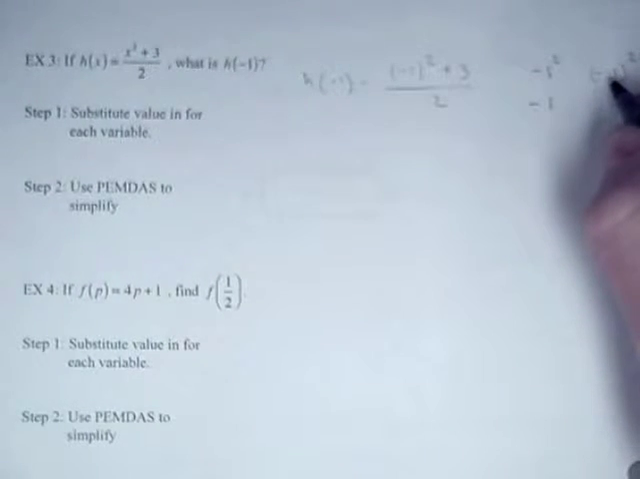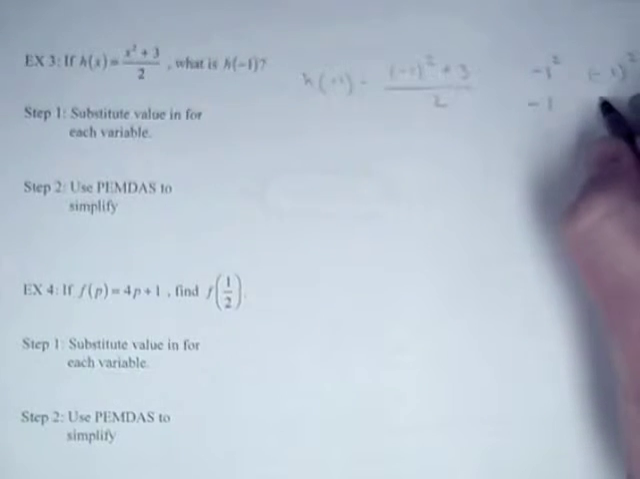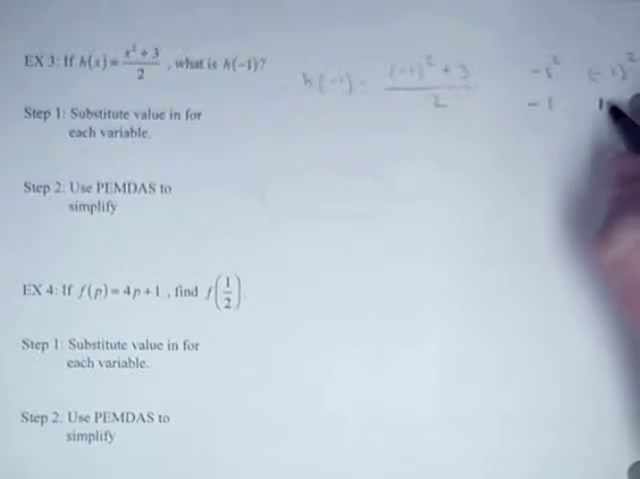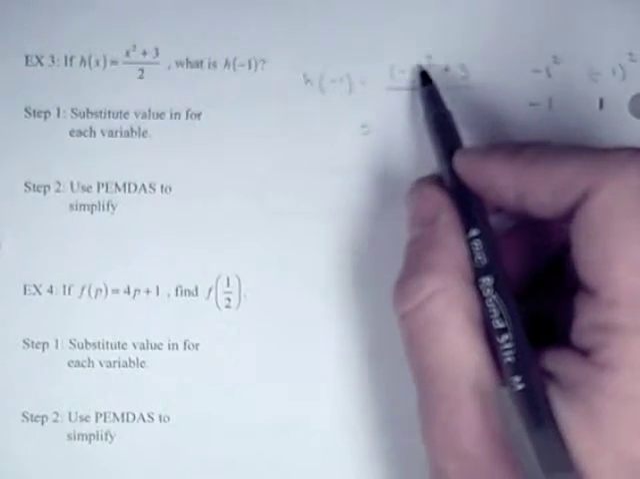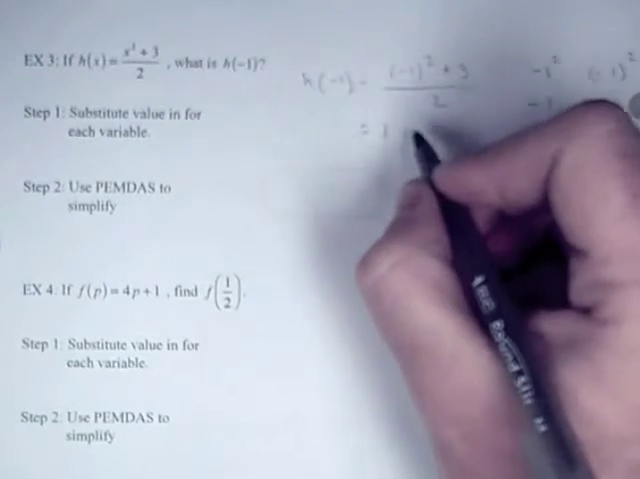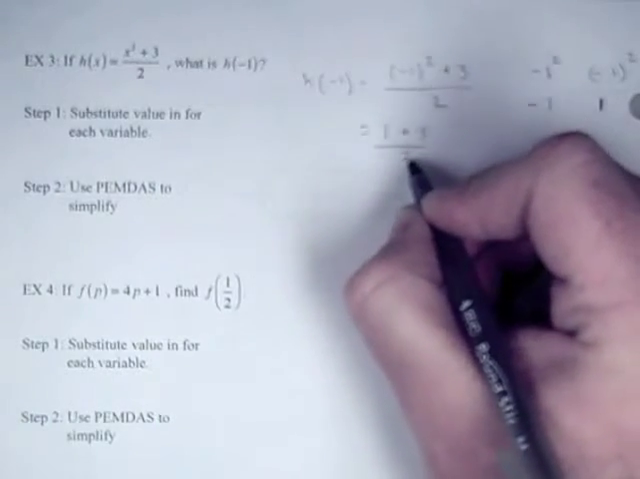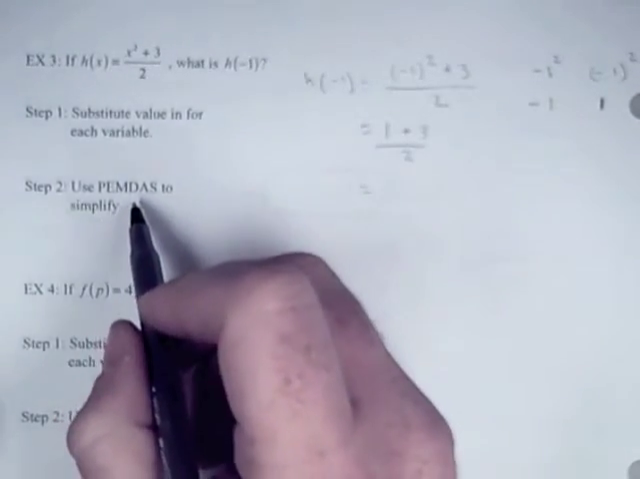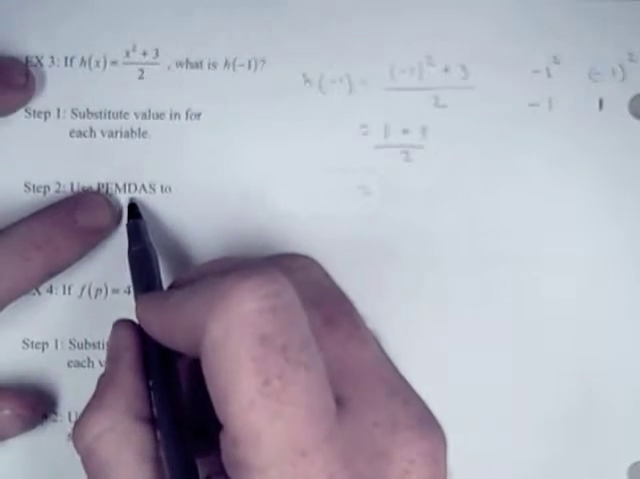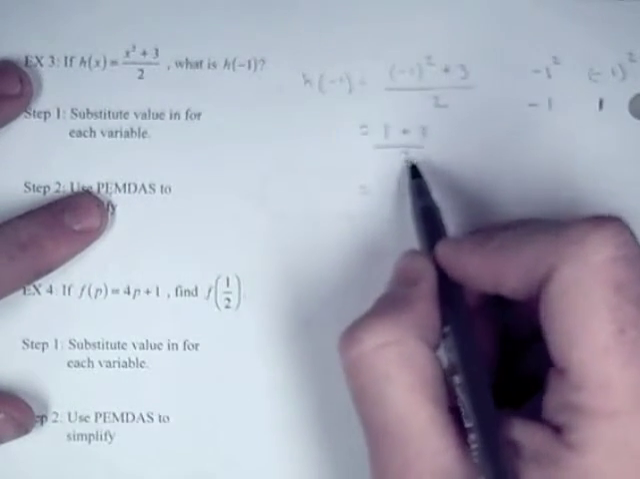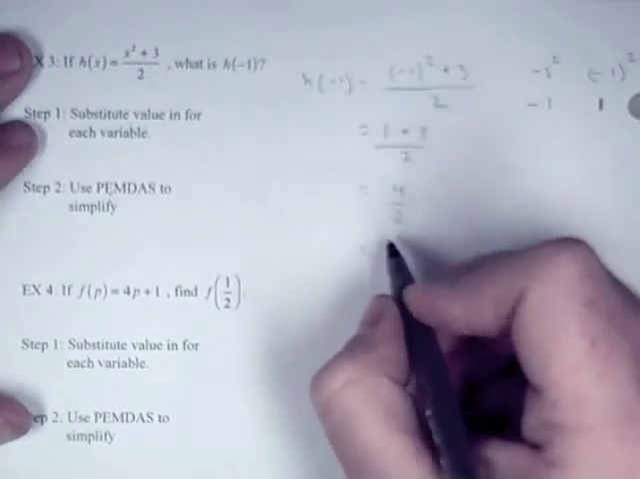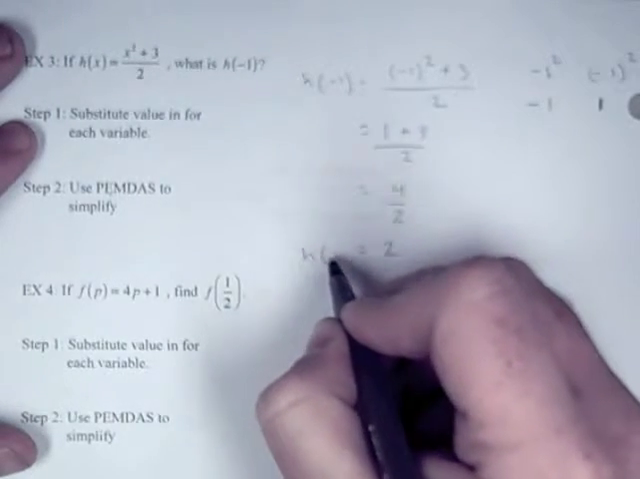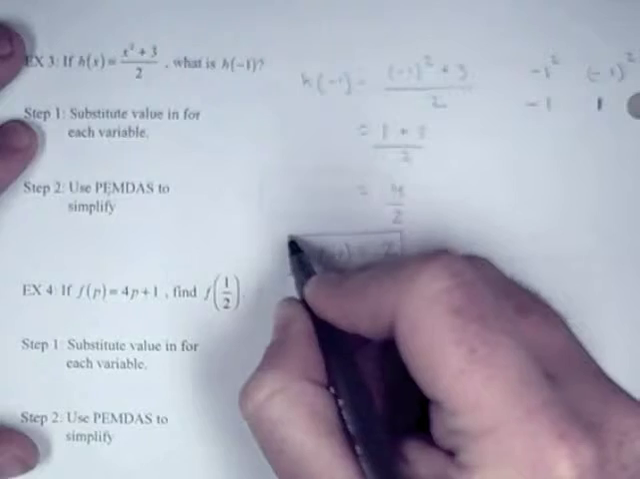So negative 1 times negative 1 would equal positive 1 because two negatives equal a positive. So it's very important that you put your parentheses correctly. In this case, negative 1 in parentheses squared is positive 1 plus 3 over 2. Then, that was my exponent. Now I need to simplify the top and the bottom. So 1 plus 3 is 4 over 2, and 4 divided by 2 is 2. So h of negative 1 equals 2.